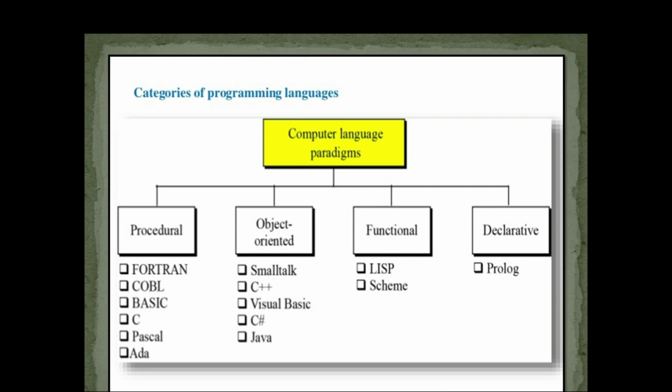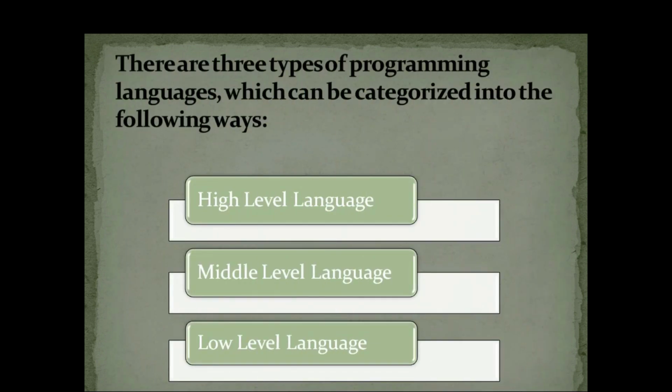So let's come to the next subtopic, which is that there are three types of programming languages which can be categorized in the following ways. They can be a high level language, a low level language, and a middle level language. What is a high level language? So Java, Python, these kinds of languages are called high level languages, and middle level languages are C, C++.